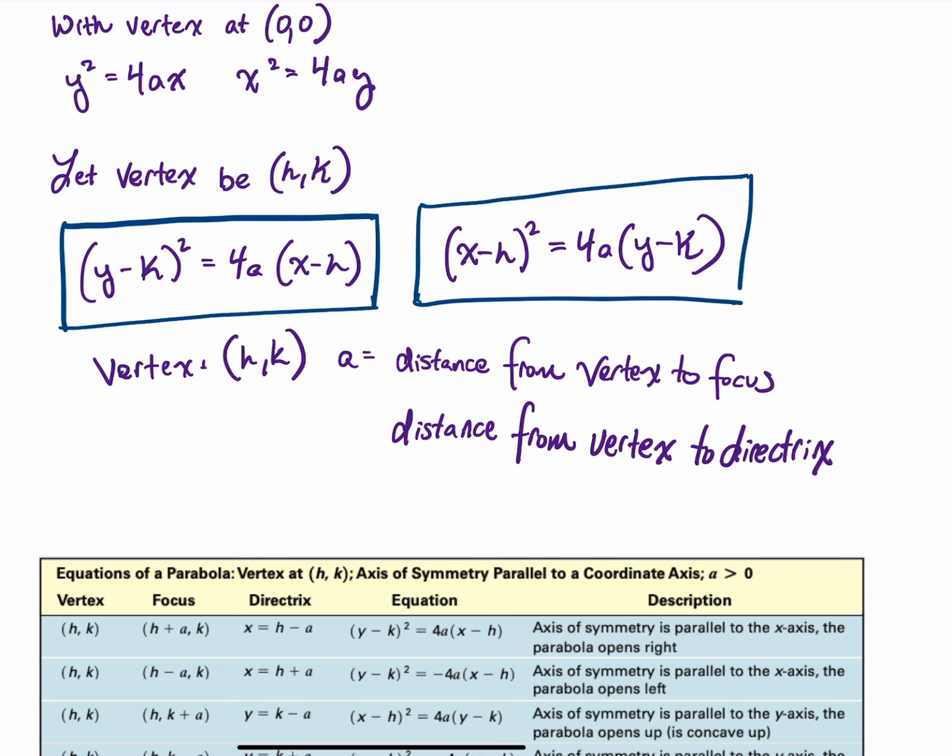And these are both showing a positive value. If it's negative, it'll just flip the parabola in the opposite direction.